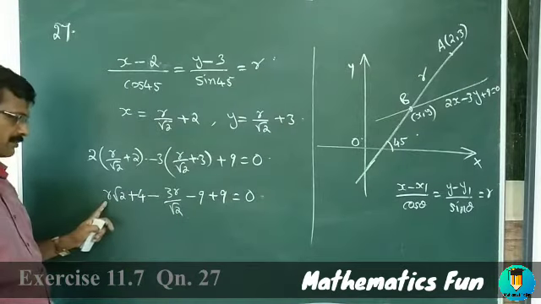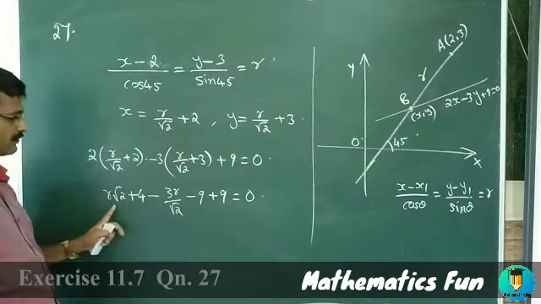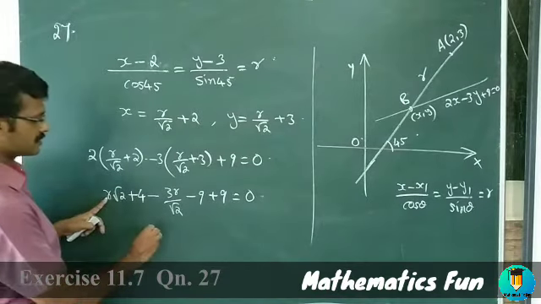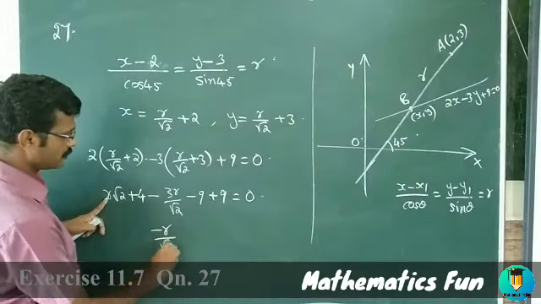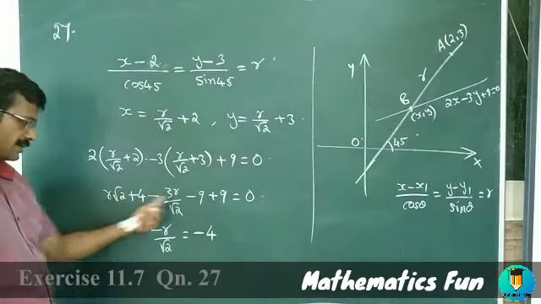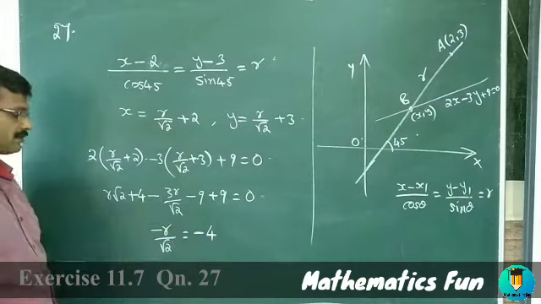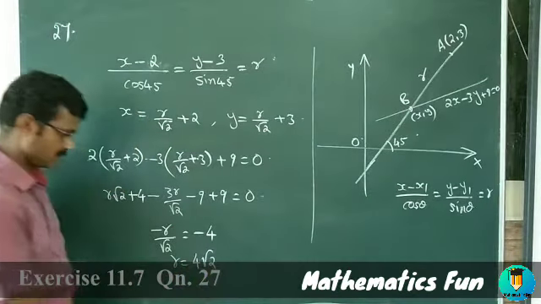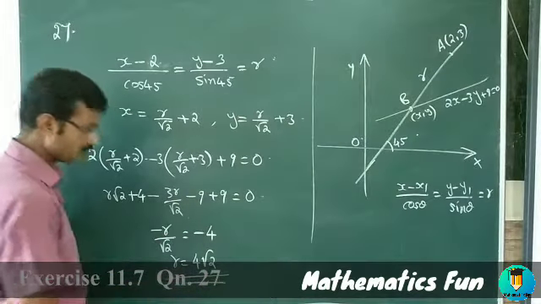Now I keep the r part here. Root 2 is the LCM for the r part, so it will be 2r minus 3r, which ultimately gives minus r by root 2 equals minus 4. Taking 4 to the other side and cross multiplying, I get r equals 4 root 2. R equals 4 root 2.